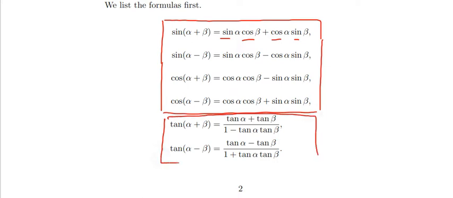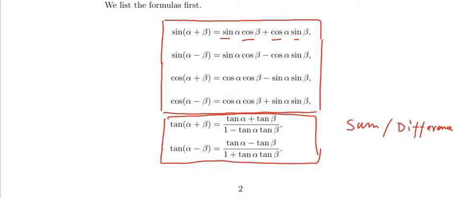So we call those formulas the sum and difference formulas. Sum means alpha plus beta. Difference means alpha minus beta. Right? Okay.